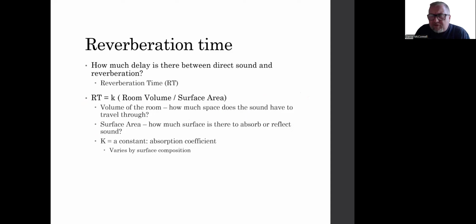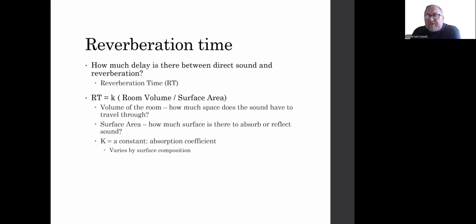So one other question we can ask here is, can we calculate the reverberation time? That is the total time it takes for all of that reverberant sound. Well, we can, right? We have formulas for this. As I noted, it depends on the room volume, right? How big is this room and how much space is there for this sound wave to travel? And we also want to know how much the surface area is, right? So how many different surfaces are there?